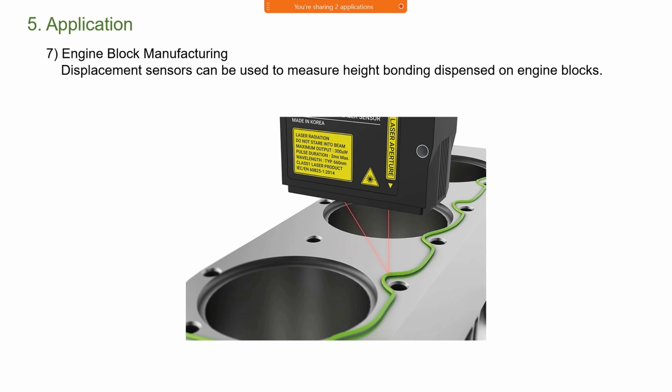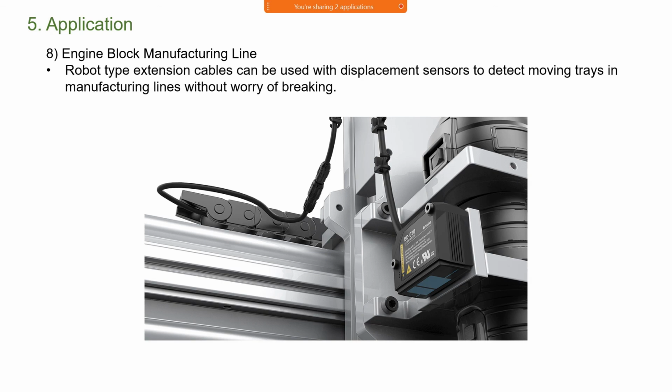And this one is also for engine block manufacturing. So the displacement sensor can be used to measure the height of bonding dispensed on the engine blocks. Okay, this one is also an engine block manufacturing line. So the robot type extension cable can be used with a displacement sensor to detect the moving tray in the manufacturing line without worry of breaking, because it is a robot type extension cable, so it can be used with the moving object.